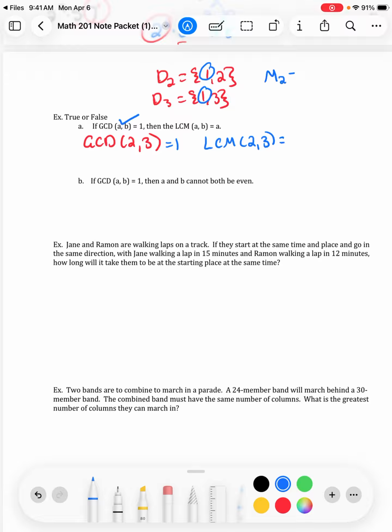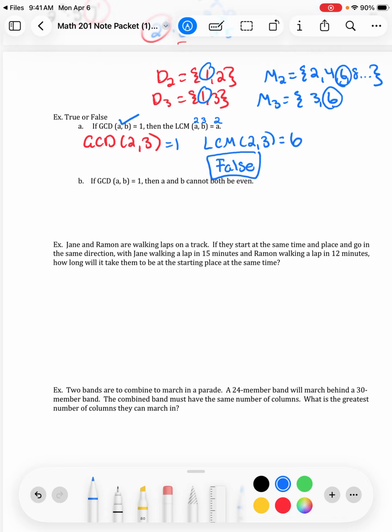So let's see what the LCM of 2 and 3 is, the least common multiple. The multiples of 2 are 2, 4, 6, 8, etc. The multiples of 3 are 3, 6. Oh, we already got it. The least common multiple is 6. My statement wanted to say the LCM of these two numbers was A, and in this case, that would have been 2. My answer isn't 2, so it's false. So I just found a time that it's not true. So therefore, it's never true. The answer is false.